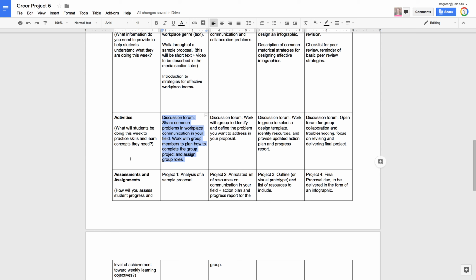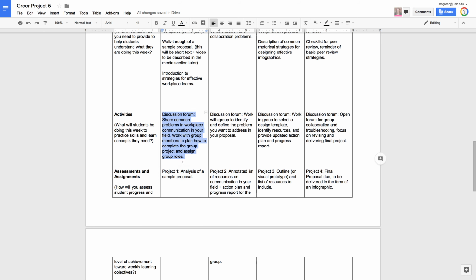So this is the first time this group has worked together, so this is very basic. I want them just doing some brainstorming. What are common problems you encounter as nurses in your workplace communication? And what is the strategy that your group wants to use to work together? So I wanted the group to basically assign some group roles. I wanted somebody to be a project manager, somebody to be a secretary, and to work within the group itself to define those roles. So that's what they're doing on the discussion forum.